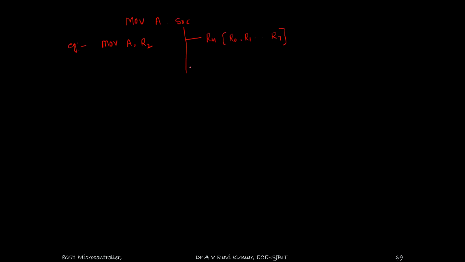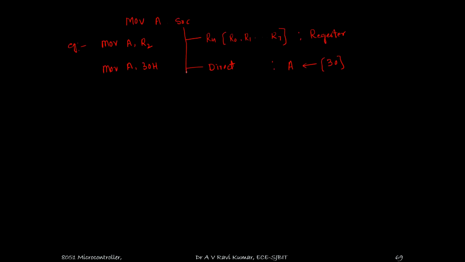Next we can represent direct addressing. The addressing mode in the previous example is register addressing, because both the operands are registers. Now the source should be direct addressing. Let me see the example: MOV A, 30H. 30H is an address pointing to the internal RAM. So the content of 30H is moved to the accumulator. This is the operation: the source is direct and the destination is the accumulator.